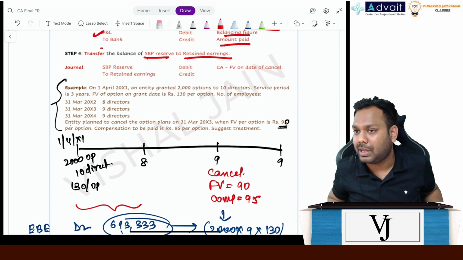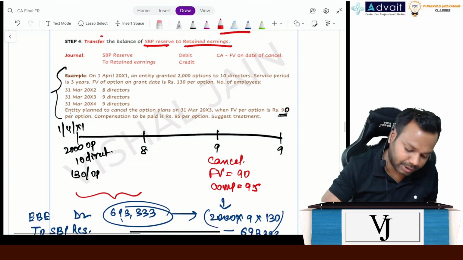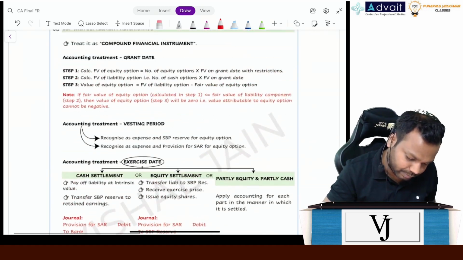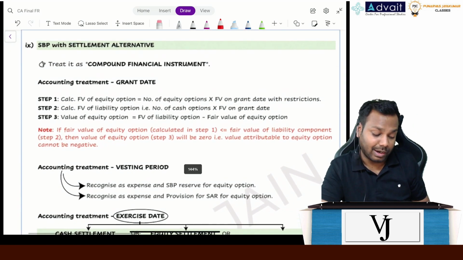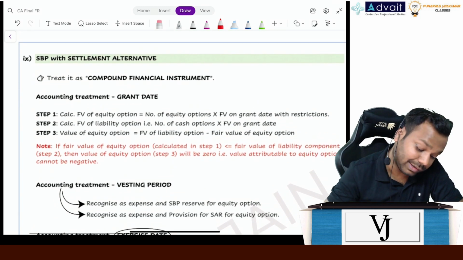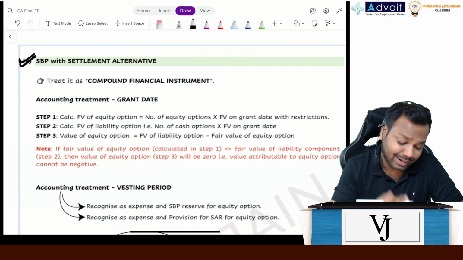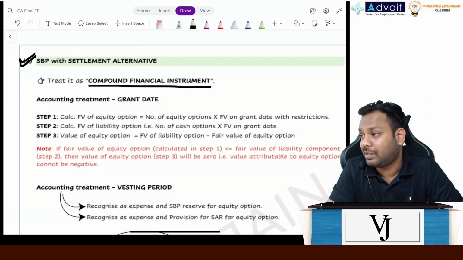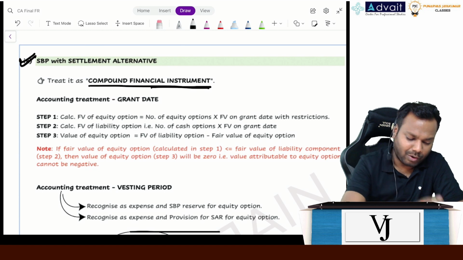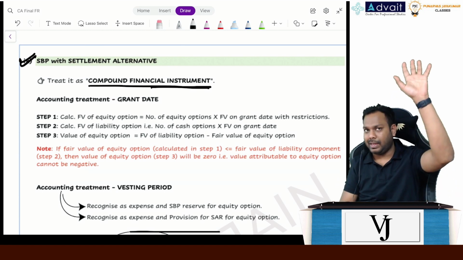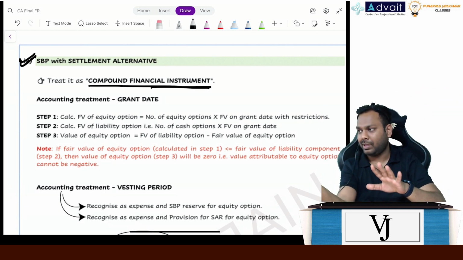Tell me if you guys have any queries so far. Everything clear? Good. Now comes SBP with settlement alternative, which is becoming a very attractive topic these days from an exam perspective. Now I'll say that treat it as a compound financial instrument. From a financial instrument perspective, treat it as a compound financial instrument. Now, what is the meaning of a compound financial instrument? We check what is the issue proceeds, we check what is my value of financial liability, compare the difference, whatever difference remains is my equity.